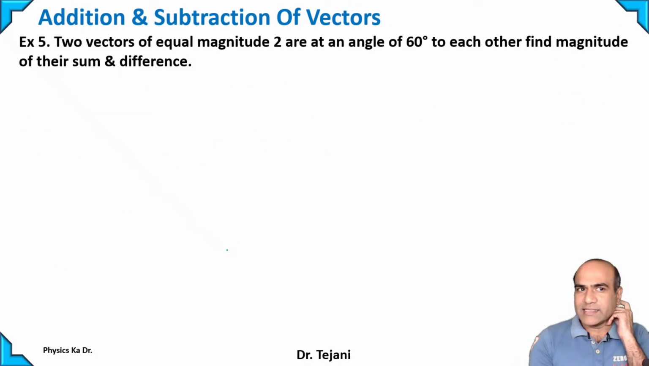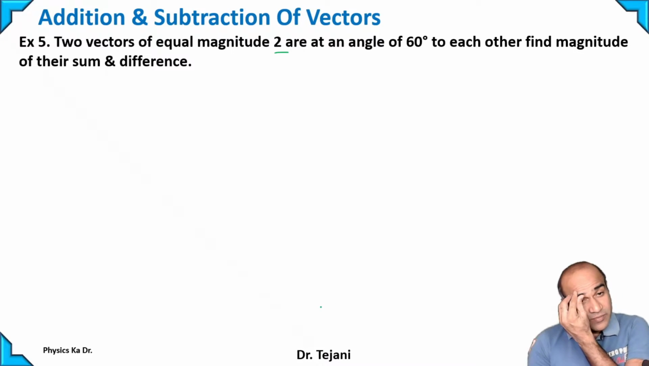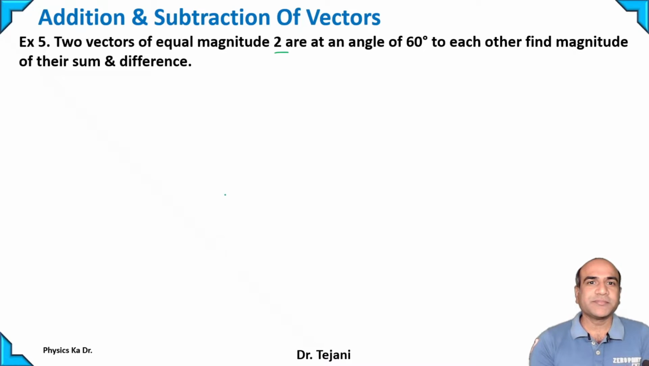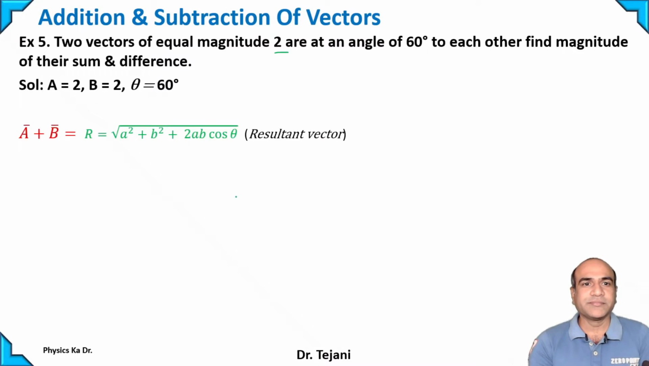Now let us take an example. Here there are two vectors of equal magnitude. Two are at an angle of 60 degrees to each other. Find the magnitude of their sum and difference. So A and B both have magnitude 2. Angle theta is 60 degrees.